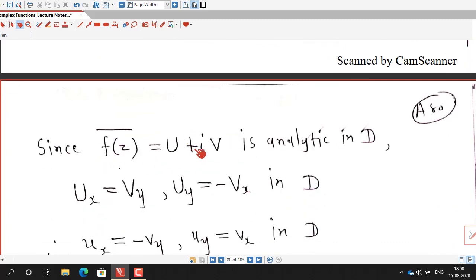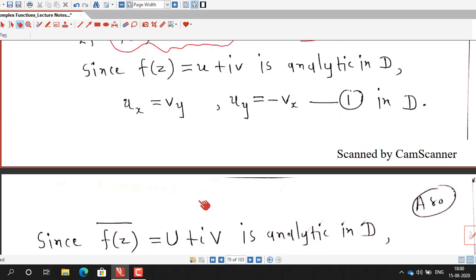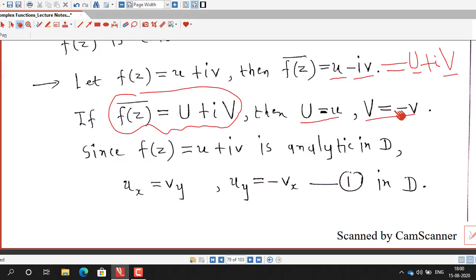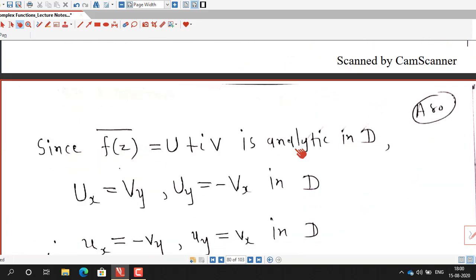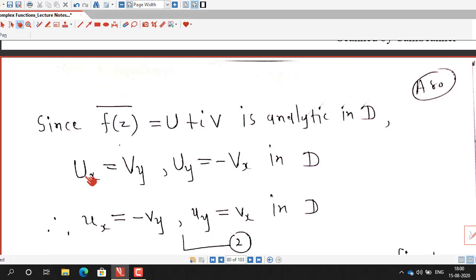Therefore we have Cauchy-Riemann equations for capital U and capital V. So del u by del x equal to del v by del y and del u by del y equal to minus del v by del x at every point in a domain D. Now capital U is small u and capital V is small v. So we put capital U and V in these equations. Capital U is small u, capital V is small v.